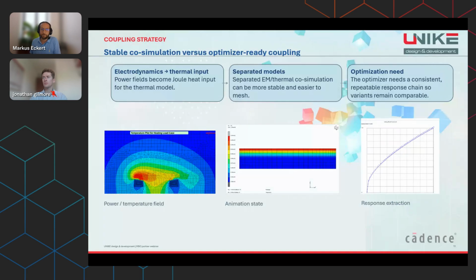If an automated optimizer compares hundreds of design points, the responses must be extracted at the same locations with the same logic and with stable numerics. Otherwise, we may optimize post-processing artifacts instead of physics. The coupling strategy is therefore not only a modeling decision, it is also part of the optimization architecture.